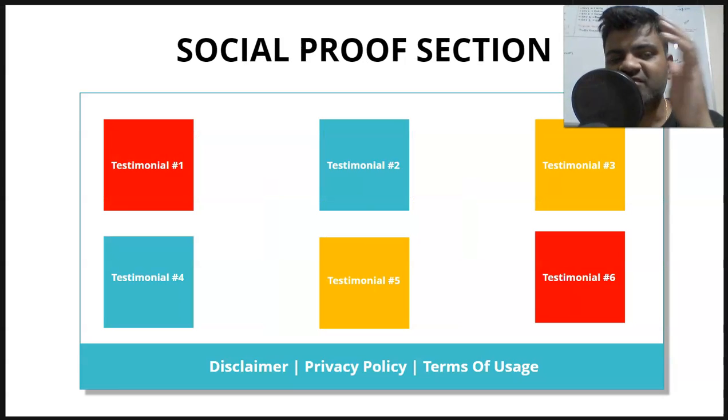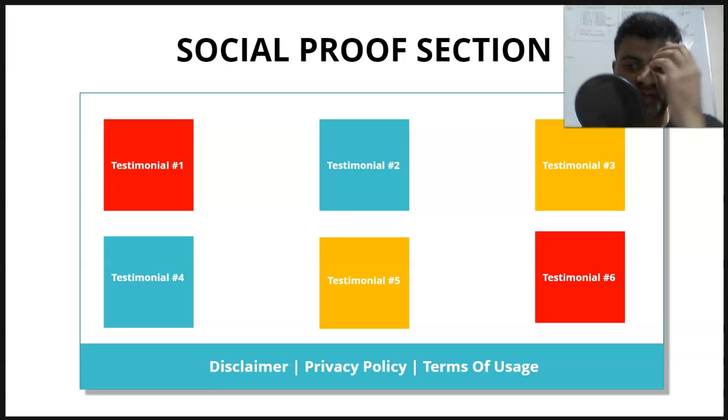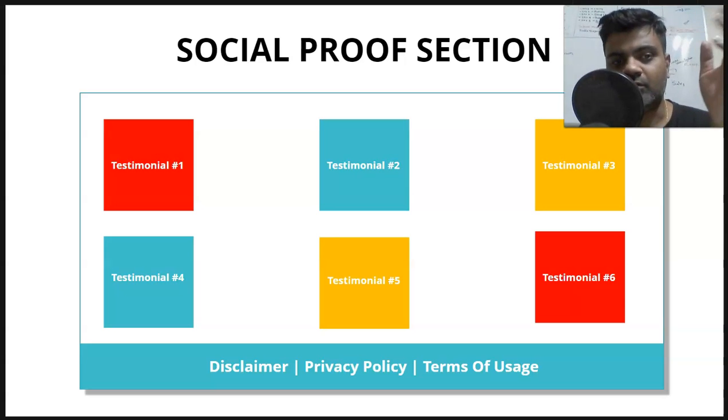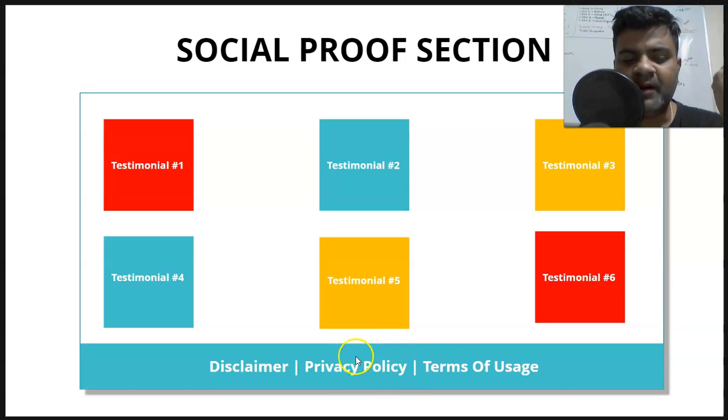All right. Next is the social proof section. Usually it covers the testimonials that prove you're not just testing on them. It's a proven system. And also at the bottom comes the disclaimer, privacy policy and terms of usage, because if you're running Facebook ads or any kind of ads, usually they look for this. If there is any privacy policy or these legal pages, you need to put them.